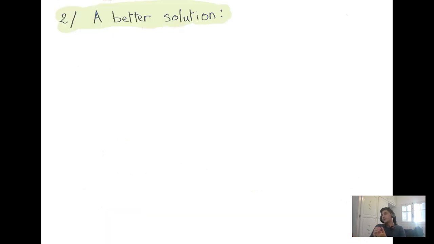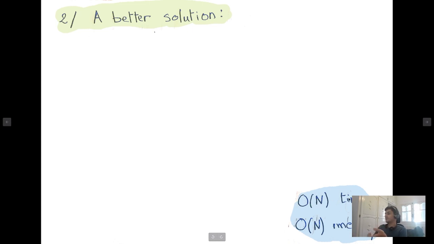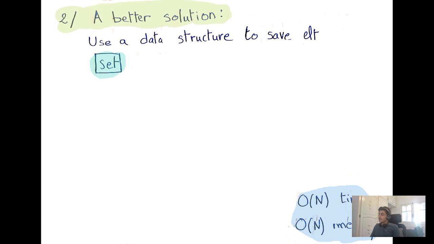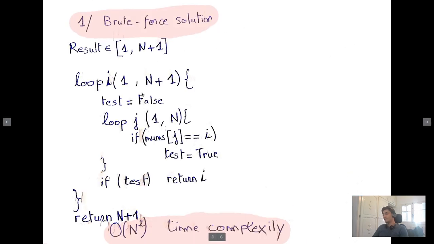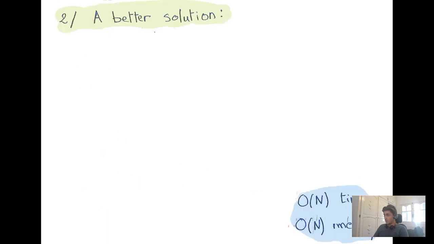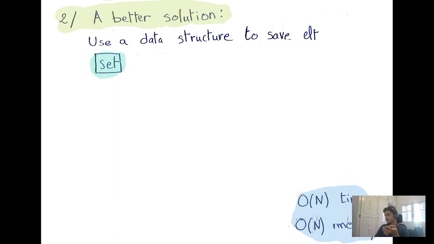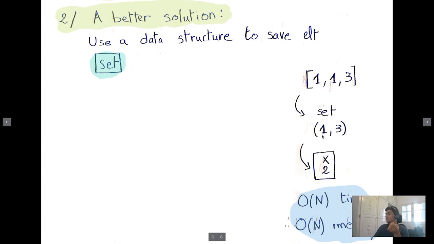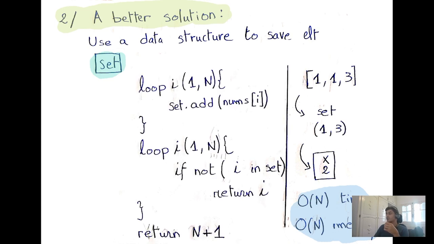But let's think about a better solution. How can we reduce the time complexity to O of n? But this better solution will be O of n space complexity. Okay, the idea is to use a data structure to save the different elements. Instead of looping through the different elements and testing each one, we are going to save the different elements that exist in the array into a data structure and test on them. So the idea is to use a set. Okay, so if we have this array 1, 1, 3, the set will be 1, 3, and the first missing number is 2.